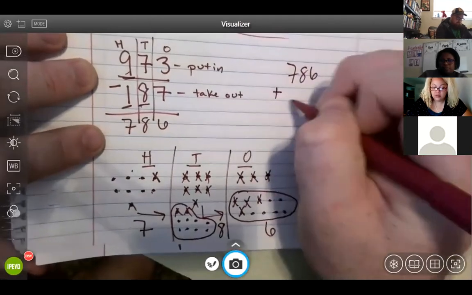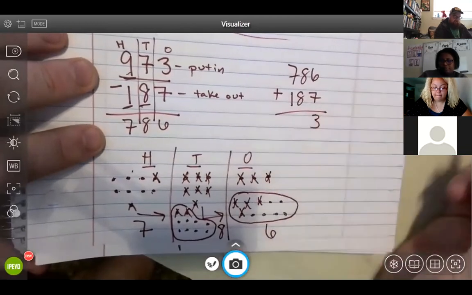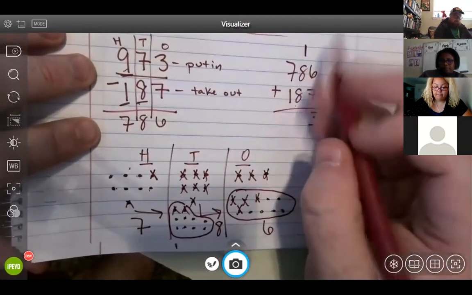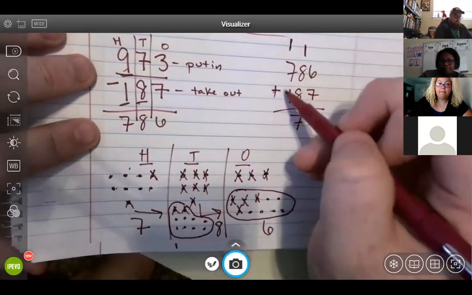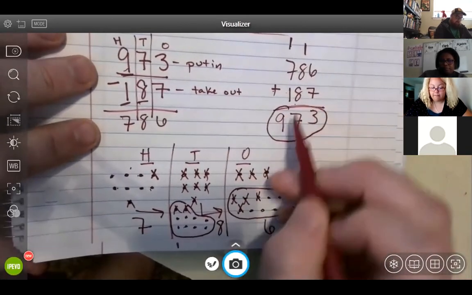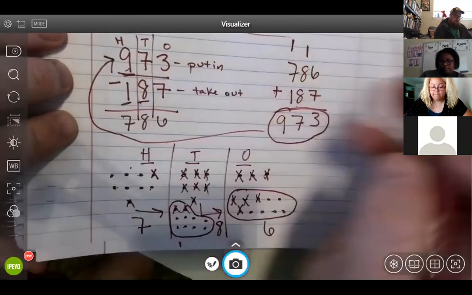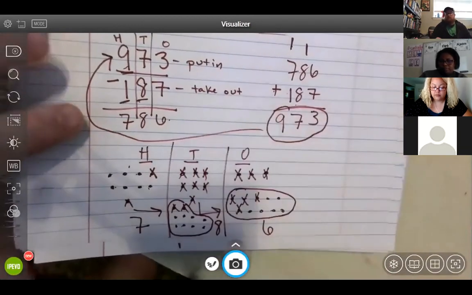786 plus 187. 6 plus 7 is 13. Carry my 1. 8 plus 8 is 16 plus 1 is 17. Carry my 1. 1 plus 7 plus 1 is 9. And look at that, it matches up. So as we see, we figured out that 786 was our answer.